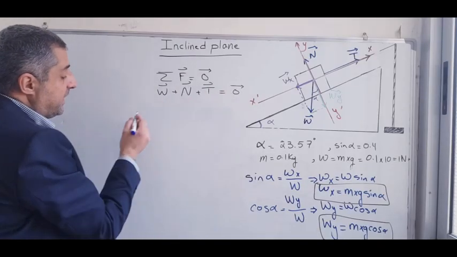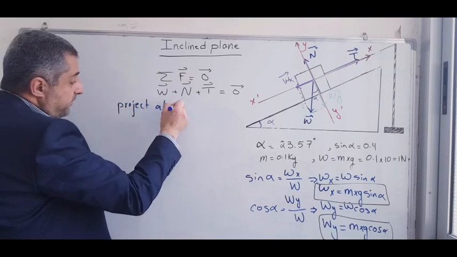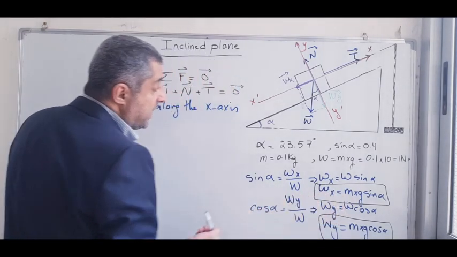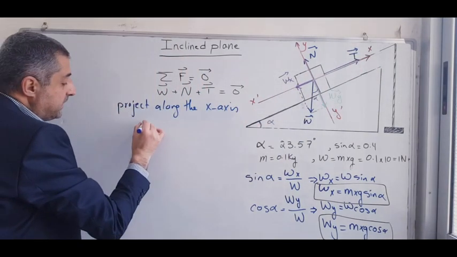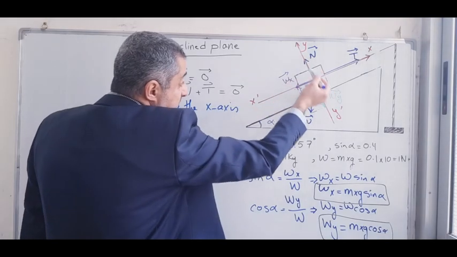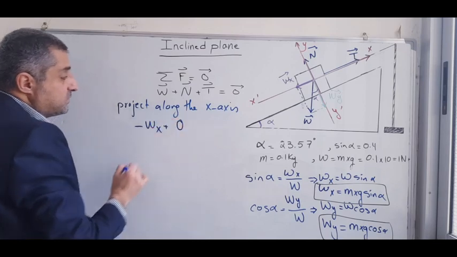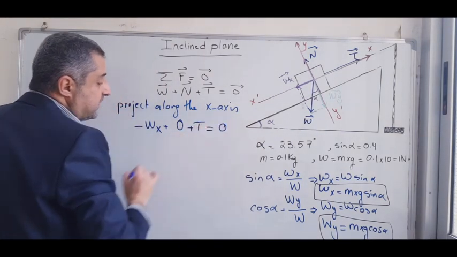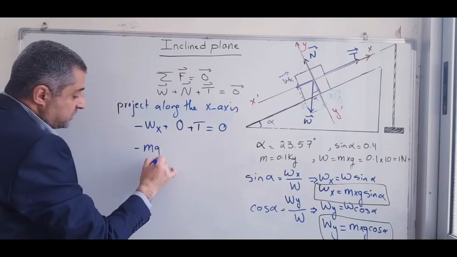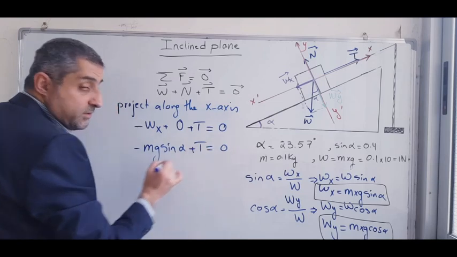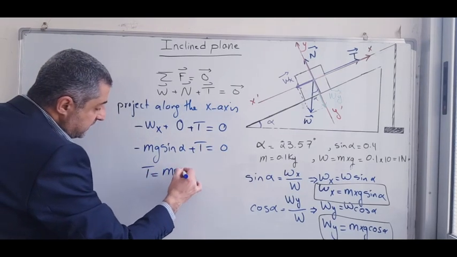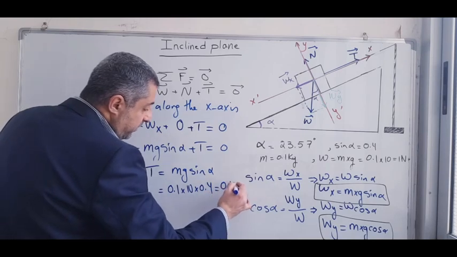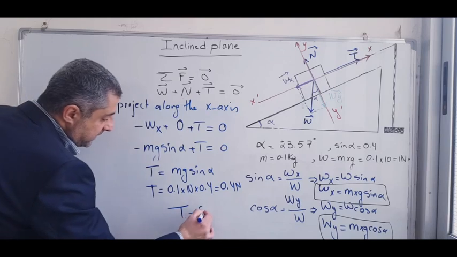We project the forces along the x-axis. The projection of the weight is Wx, but it is opposite to the x-axis. So we write minus Wx, plus the normal reaction, which is perpendicular to the x-axis, so there is no projection, is equal to 0. And the tension is along the x-axis in the positive direction, so we write plus T equal to 0. Now, minus mg sine alpha plus T equal to 0. The tension T is equal to mg sine alpha, equal to 0.1 times 10 times 0.4, equal 0.4 Newton. This is the magnitude of the tension T, equal 0.4 Newton.